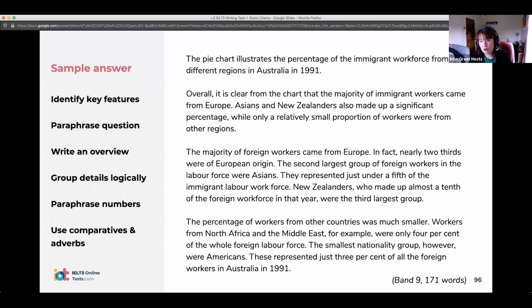Okay, there's no conclusion in the task 1. Okay, there is an overview, not a conclusion. Okay, there is also no maximum word count. You must write over 150. You will lose marks. You will be penalized if you write under 150, but there is no maximum. But you don't really need to write much more than 150. If you write 160, 155, 170, that's going to be fine, okay?